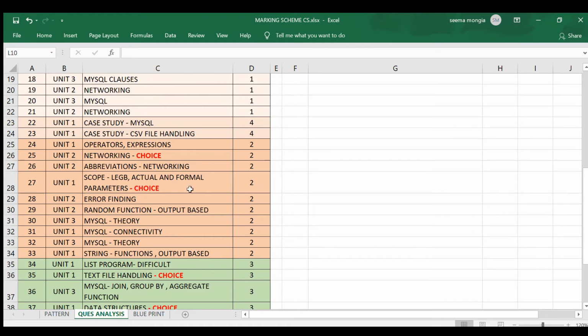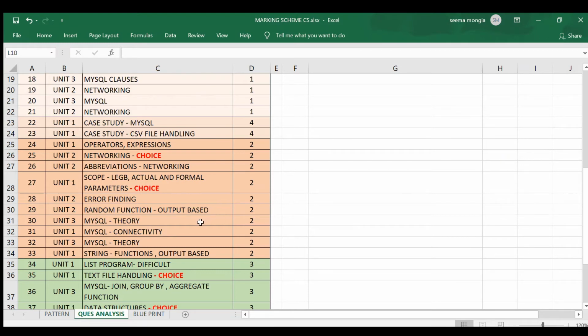Then the scope of the variables, actual and formal parameters, the basic concepts of functions and variables is covered here. So that will be a 2 marker question. Error finding question is a very common question in CS. So definitely it takes a place in a 2 marker question. Random function, definitely it is going to come, 100% it is going to come. It will be again in a 2 marker question.